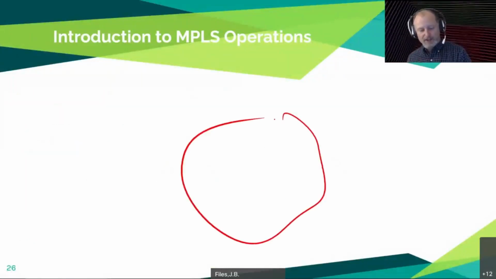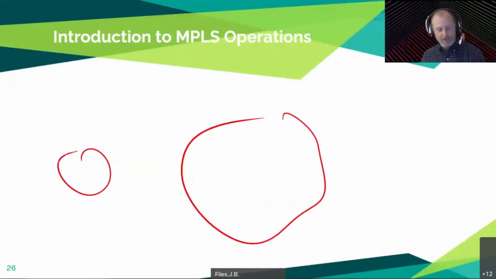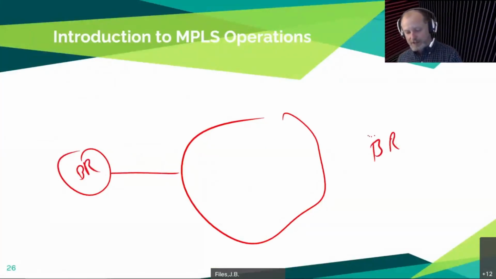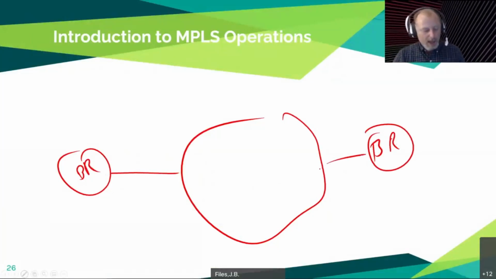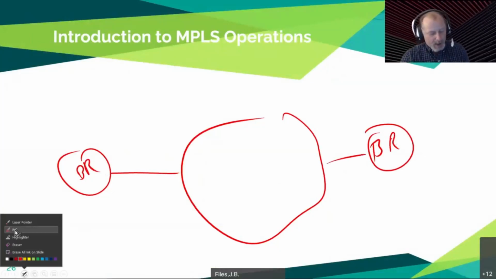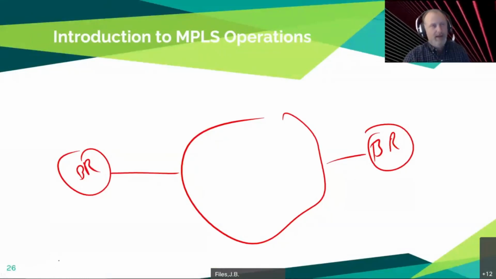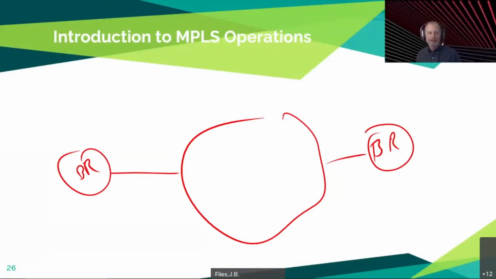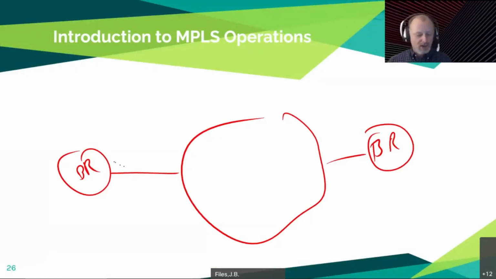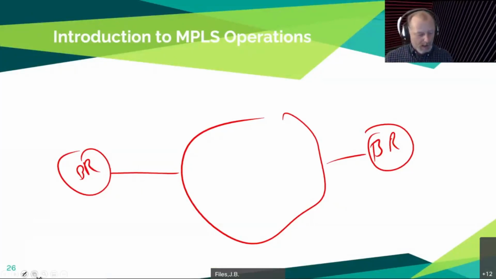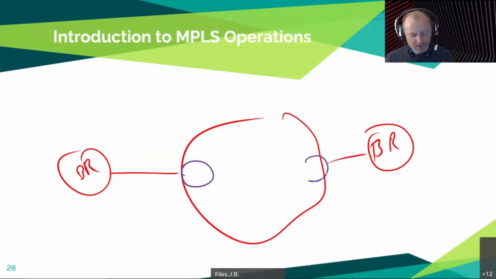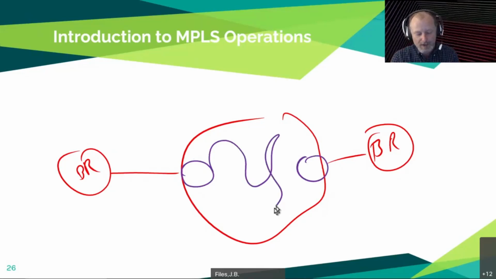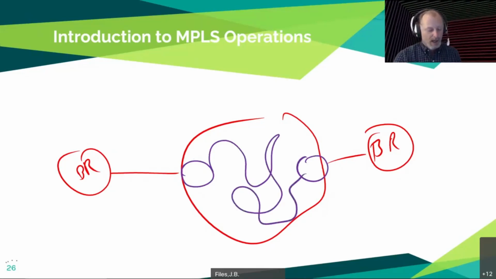So you have a service provider network, and you've got a branch here and a branch here. You want Metro Ethernet, pseudo wire. So those are your provider routers, and the path can take whatever.